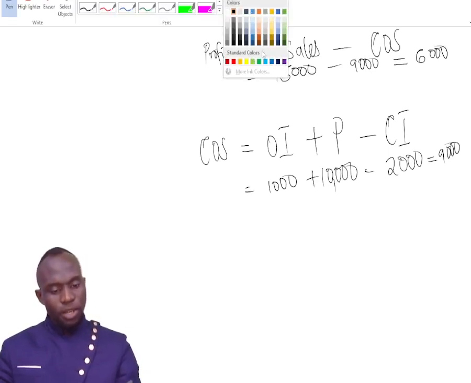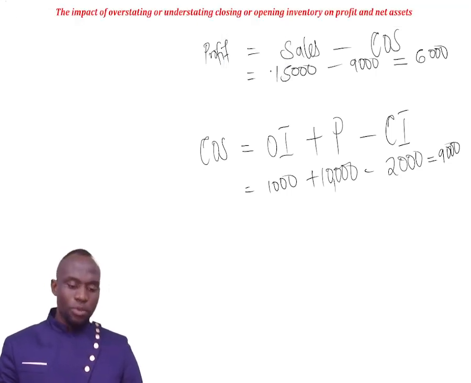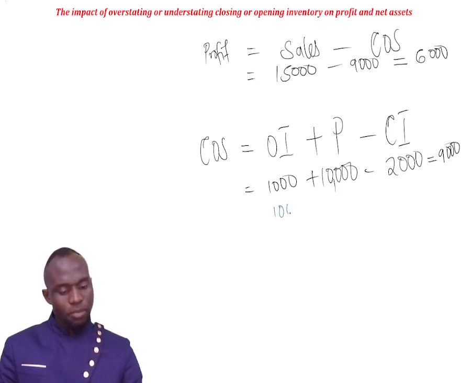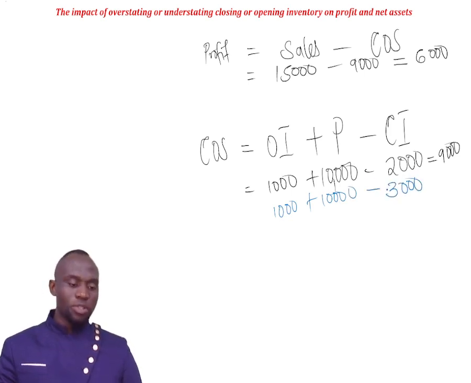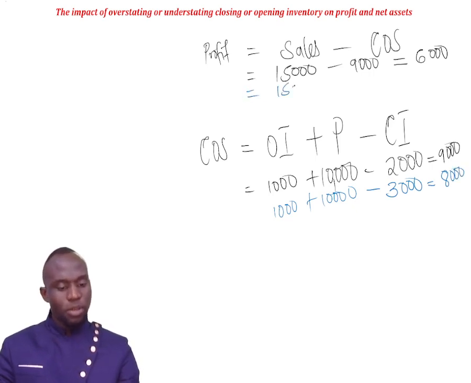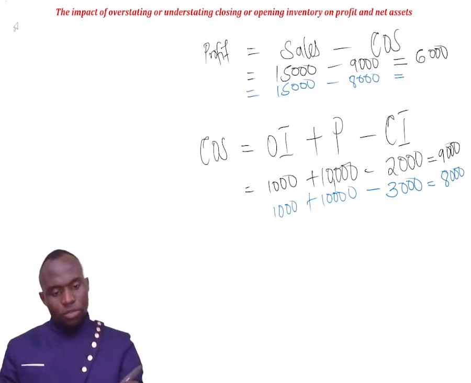Now this is the mistake that we are doing. So assuming by mistake we overstate closing inventory. All these figures are the same, but instead we are subtracting 3,000. So when closing is overstated, what happens? Our cost of sales would be 8,000. And what happens to the profit? It will be 15,000 minus 8,000, so the answer we get is 7,000.